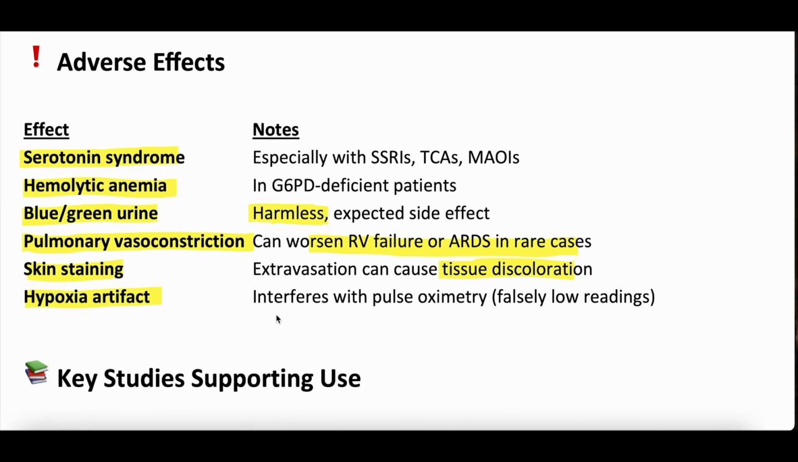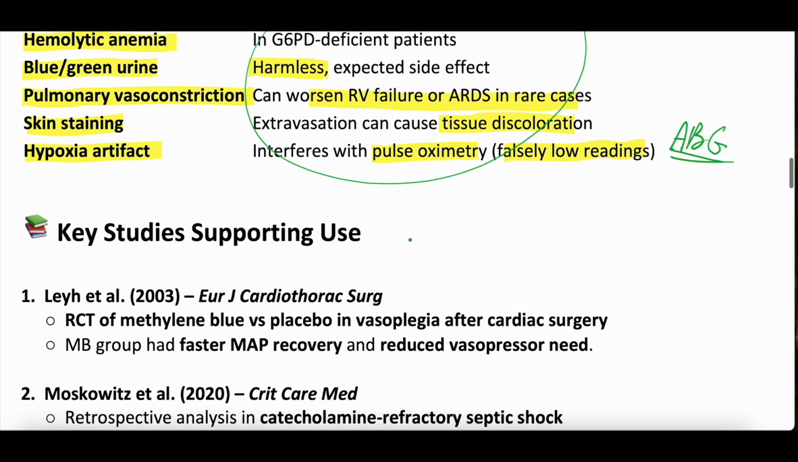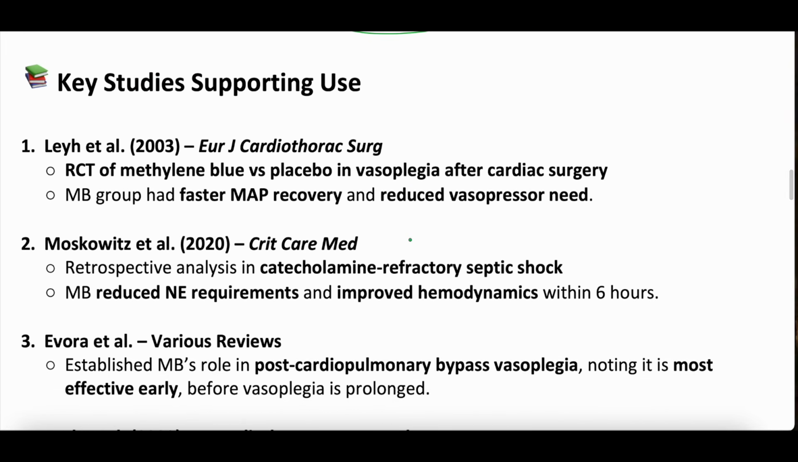And then hypoxia artifacts. Sometimes this interferes with the pulse oximeter, so you can get falsely low readings. So if you give methylene blue and you see the pulse oximeter drop, that might be falsely low, and you should get an arterial blood gas to further clarify, because it might not be a real reading. All right, so these are all the things to keep in mind when you're giving methylene blue, all potential adverse effects.